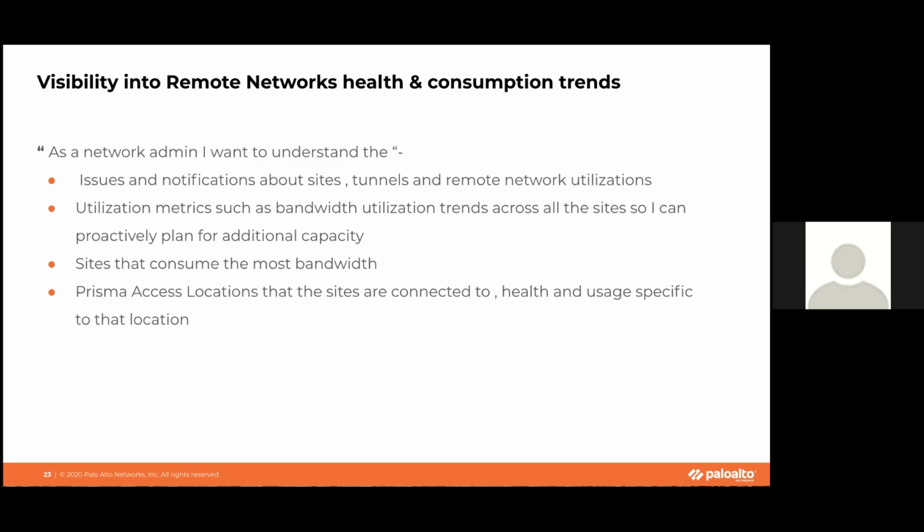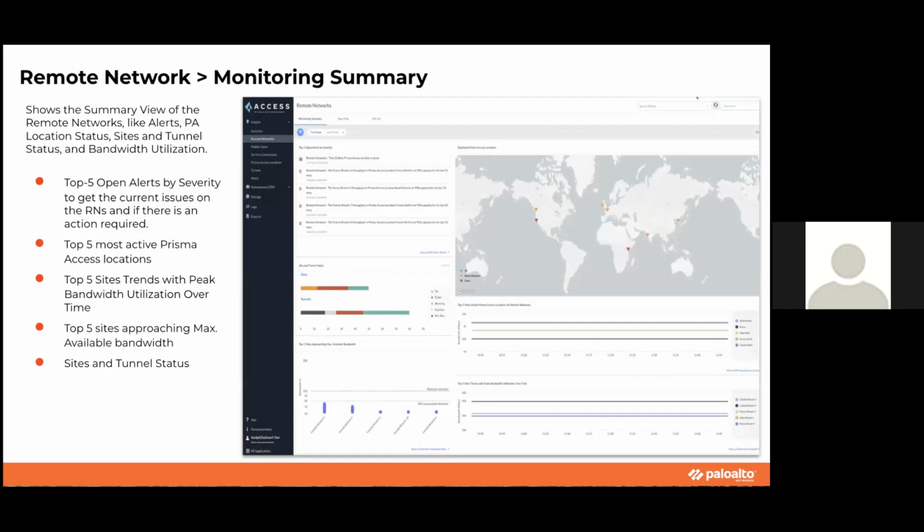So being an IT admin, you want to understand if there are any issues with your network deployment, and you get notified. You get all this information in the remote networks dashboard in Prisma Access Insights. This is a very useful dashboard, and it has three further tabs. You can see here: monitoring summary, map view, and site list.